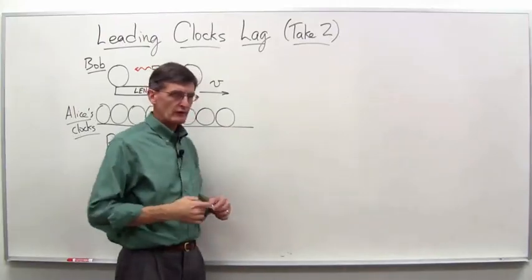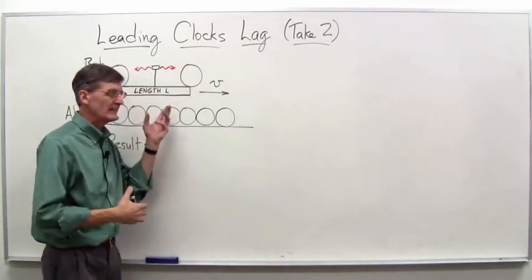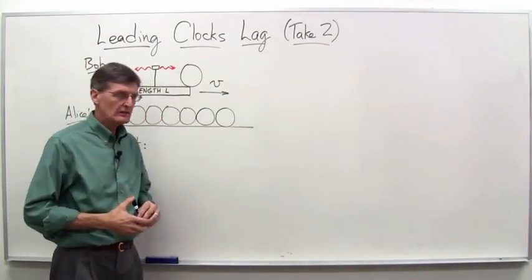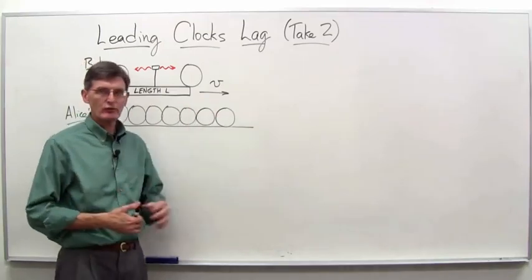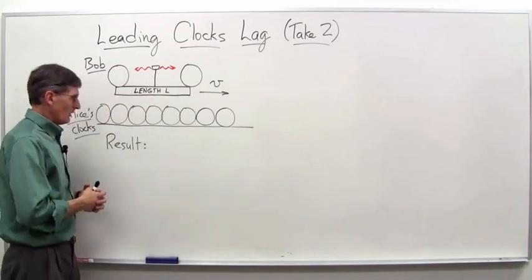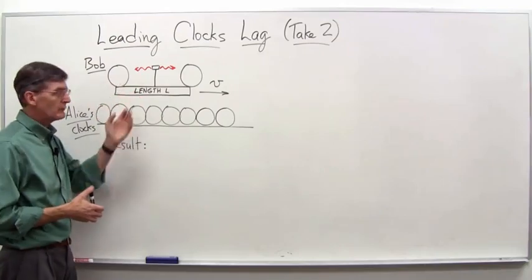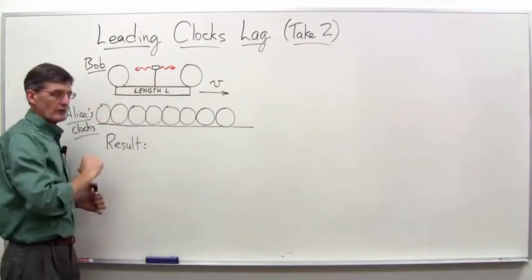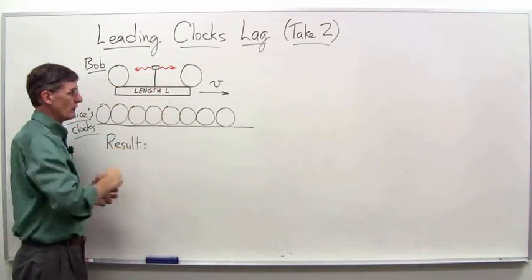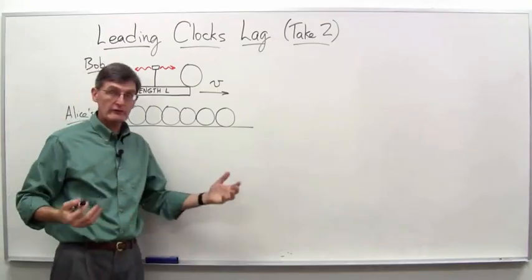Okay, in this video clip, we're going to take one more look at this whole idea of leading clocks lagging, a trailing clock. So this is take 2. You may remember last time we did this derivation in terms of just looking at Bob. If he has a machine that gives off 2 photons, now Bob is on his spaceship. As far as he's concerned, he's at rest.